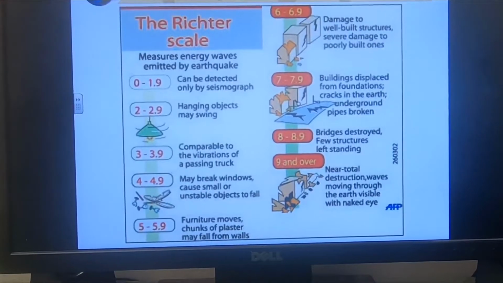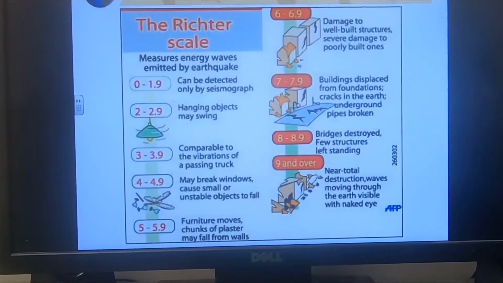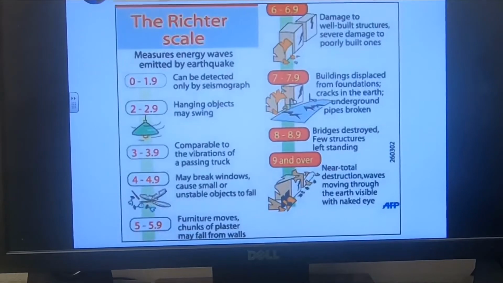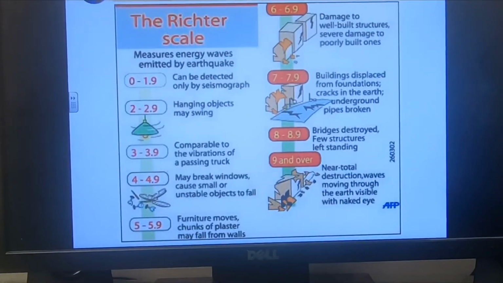There will be cracks in the earth that will open up on roads, and any pipes underground like sewer pipes will start to break. If it's an 8 to 8.9, this is where things are almost completely destroyed. So bridges will come down. There's almost no structures left standing. And if it's a 9 or over, we often say this is total destruction.